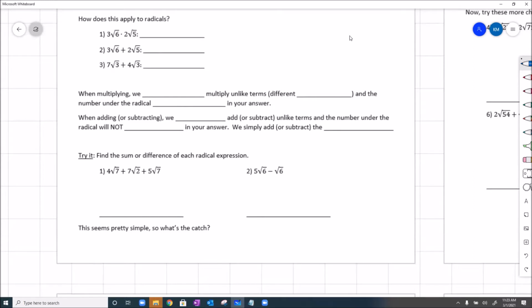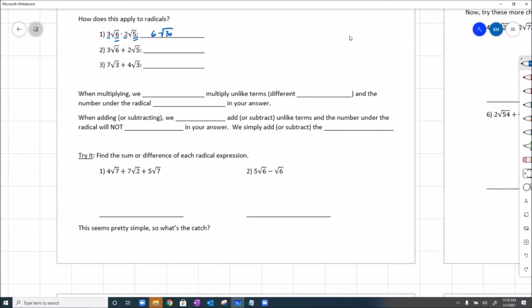So when we're multiplying, we don't need to have like terms. 3 radical 6 times 2 radical 5. Remember, our rule was outside times outside. 3 times 2 gives us 6. And inside times inside. Radical 6 times radical 5 gives us radical 30.